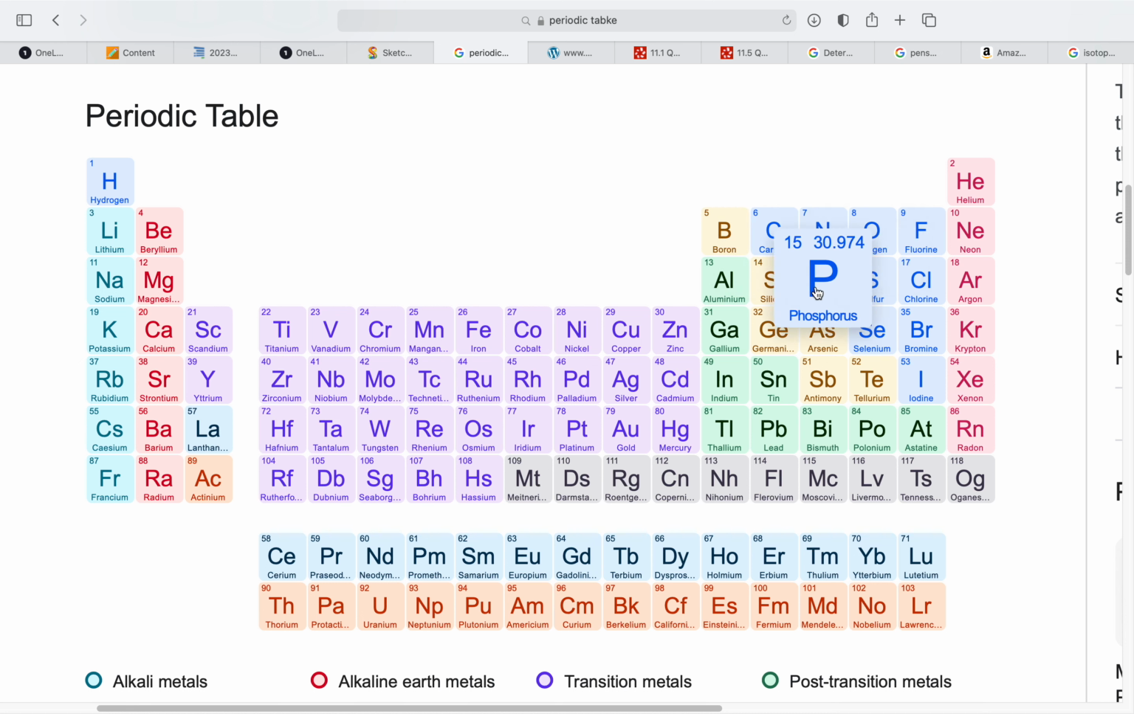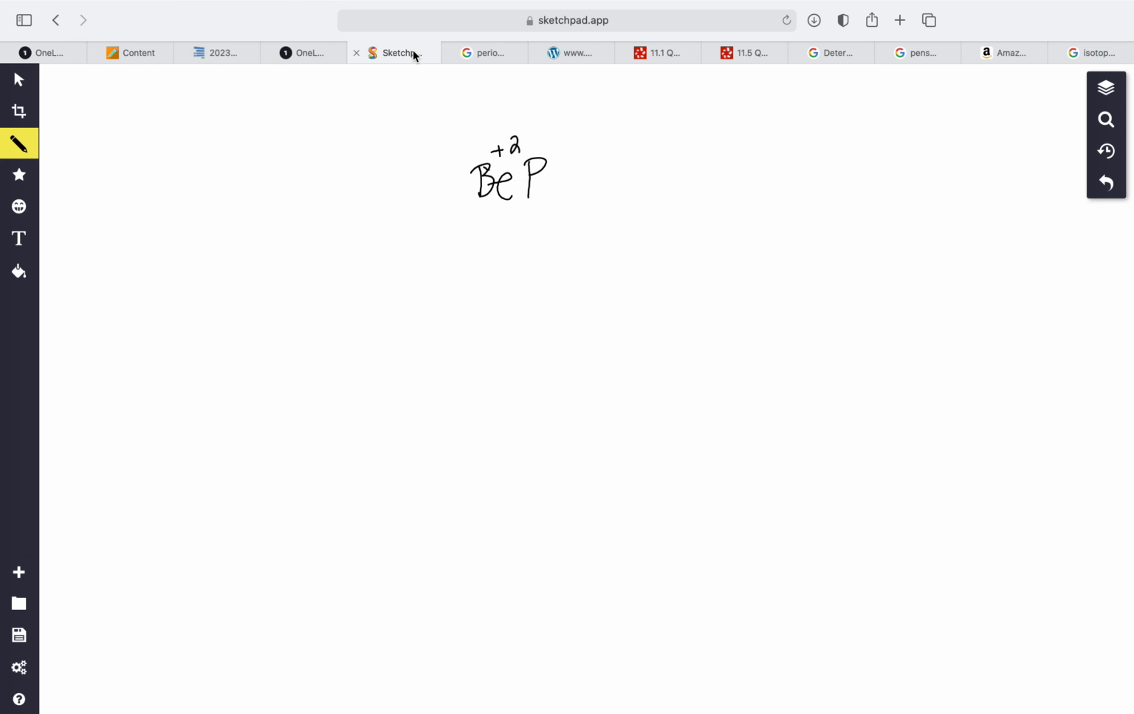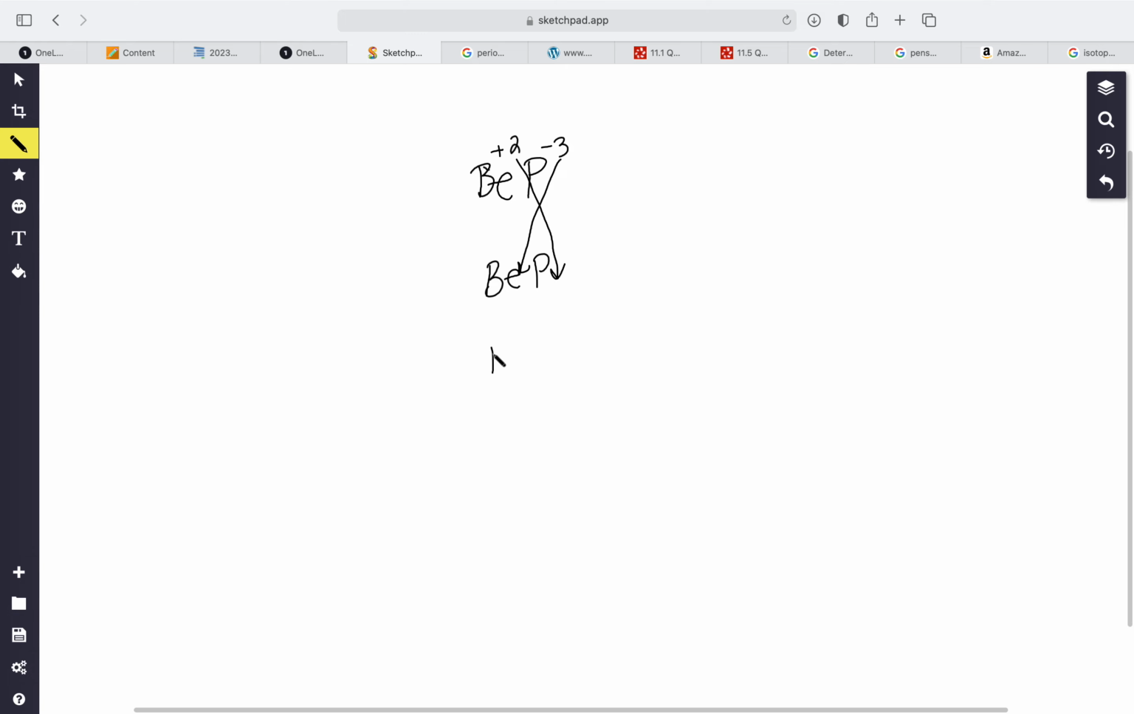Looking over at phosphorus, it's a non-metal, it's more likely to gain electrons, so it's going to gain 1, 2, 3 electrons in order to reach its happy octet. So -3, right? So we get Be, P, and crossing these charges, we are going to get a result of Be3P2. And that is the answer when those two combine. So really the main thing that you have to know here is first find out the ion, and then second, you just cross the charges.